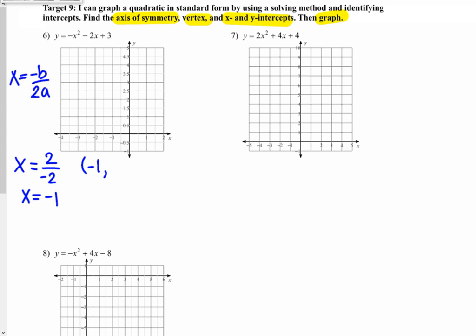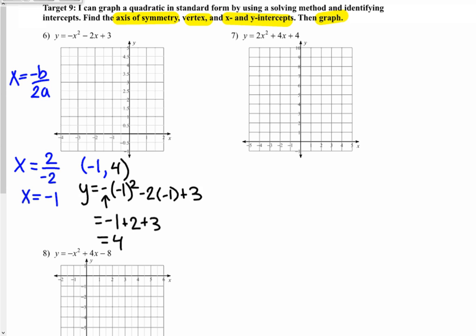So to find our y of the vertex, remember we always plug that into our equation. So y equals the negative of negative 1 squared. Don't lose that negative from the equation in front of the parentheses. Minus 2 times negative 1 plus 3. Well, I know negative 1 squared is 1. 1 times negative is a negative 1. Negative 2 times 1 is positive 2, and then we have plus 3 at the end. So negative 1 plus 2 is 1, 1 plus 3 is 4. So my vertex is at negative 1, positive 4.